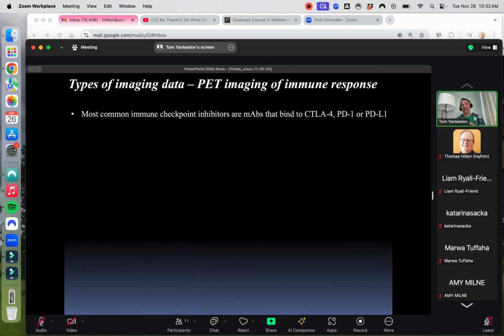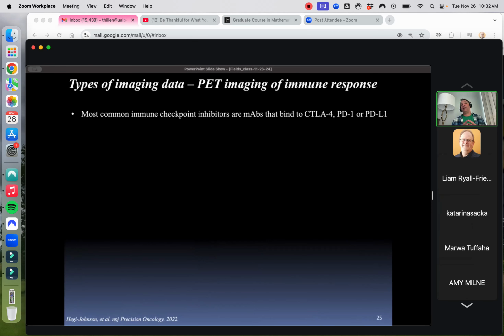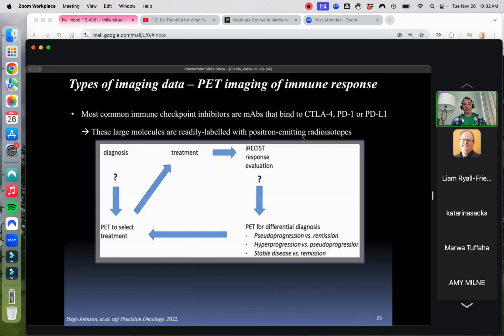But it doesn't work for everybody, and we don't know a priori who it's going to work for, and when it doesn't work, there could be significant side effects. So figuring out if a patient would benefit from a particular immunotherapy is a huge issue right now in oncology, right? So these large molecules, these monoclonal antibodies, are readily labeled with positron-emitting isotopes. And the idea is that an antibody labeled with an isotope is going to work similarly to what FDG does, except FDG is pulled into the cell. These are designed to hit cell surface receptors that are upregulated in certain kinds of tumors.